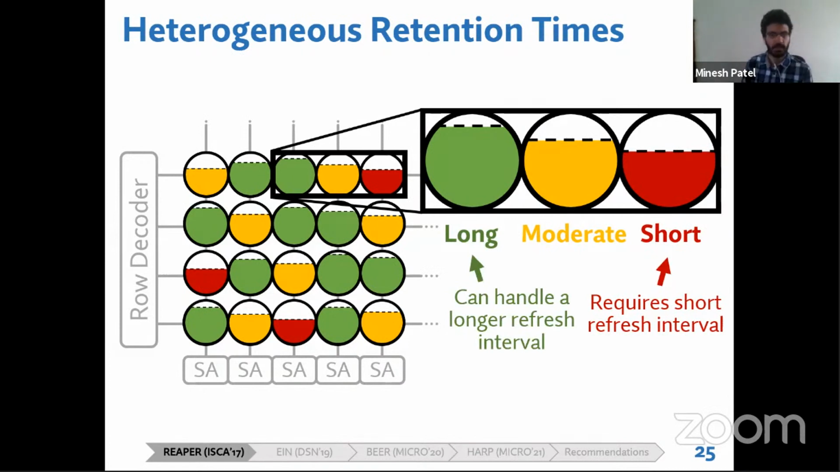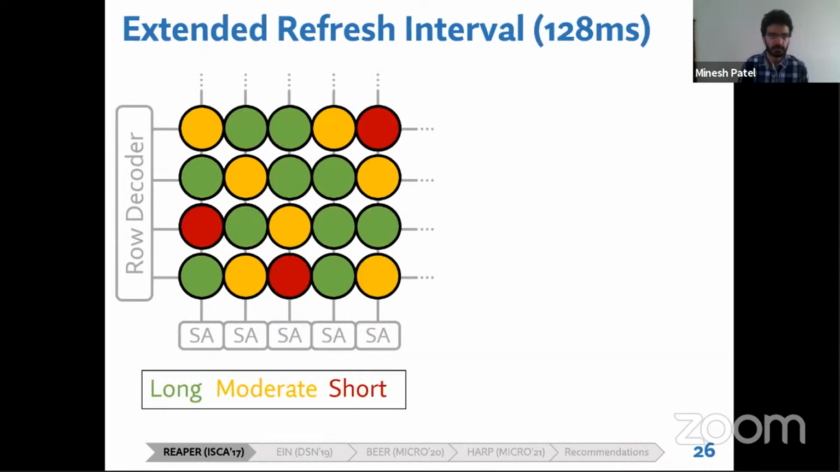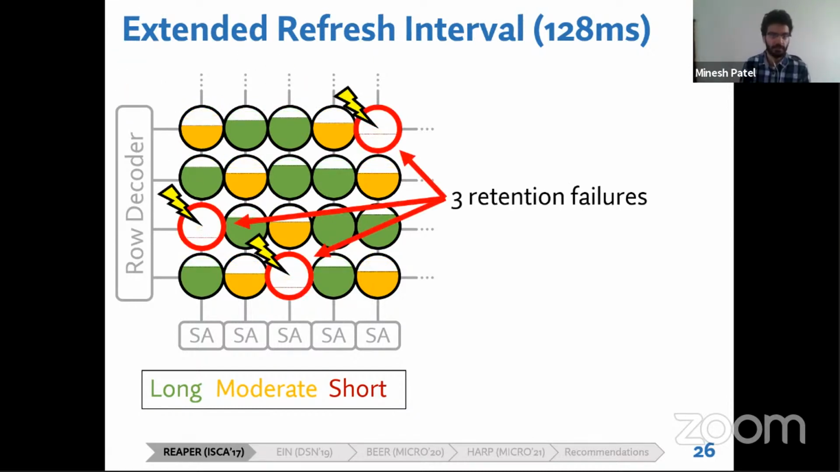So now let's take a look at what happens when we use a longer refresh interval across all of the different cells. Here we operate at an extended refresh interval of 128 milliseconds, which is twice the default of 64 milliseconds. And when we do so, we see that the red cells with short retention times actually end up failing. That means that we have 3 retention failures in this example.